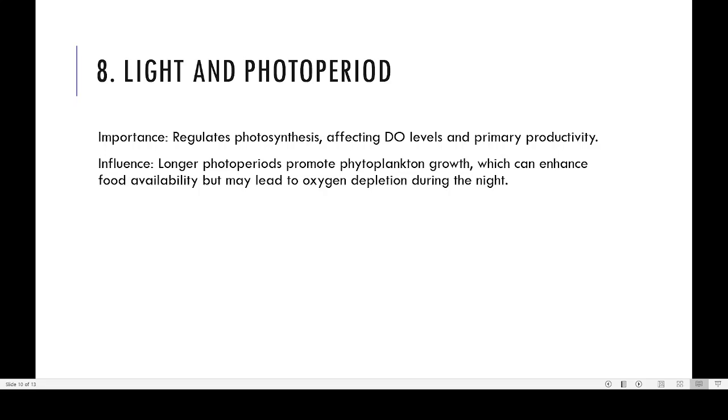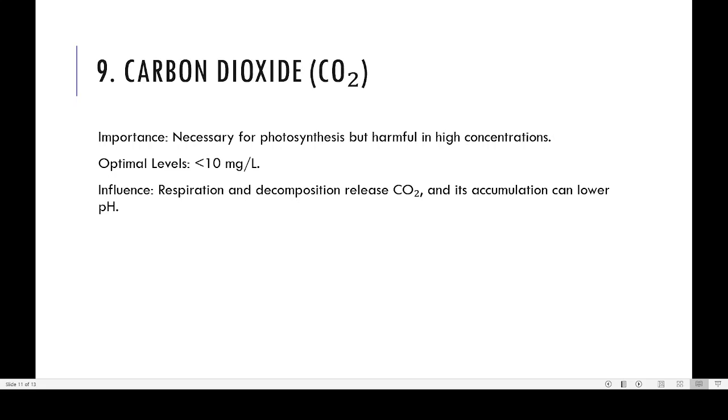That means if the day length is more, instead of 12 it is 14, or if it is 18, then more photosynthesis can take place, and more oxygen can be released. Whereas a shorter day length can affect the photosynthesis, less photosynthesis will be taking place, and less oxygen will be released. So this is how the light and photoperiod will be influencing.